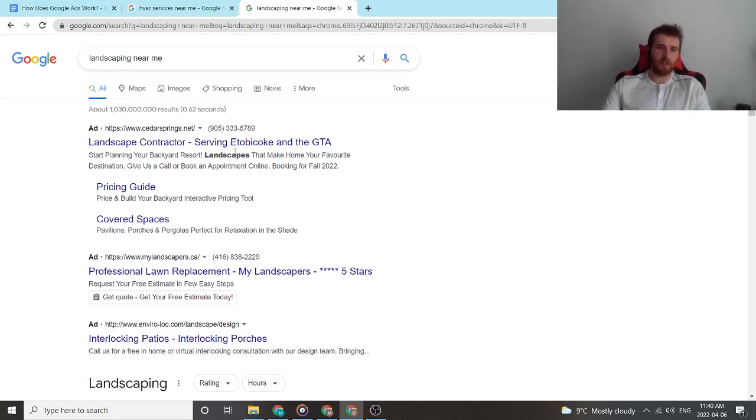In this, you can see landscaper contractor, professional lawn replacement. So, interestingly enough, lawn replacement might not be considered landscaping in the sense that a lot of people might be doing hardscaping when they're searching this keyword. So, it might be interesting to actually look at what leads convert into that. But that's a little side tangent. But interlocking patios. These are not great ad copies, to be honest.